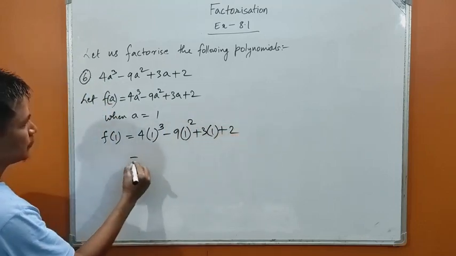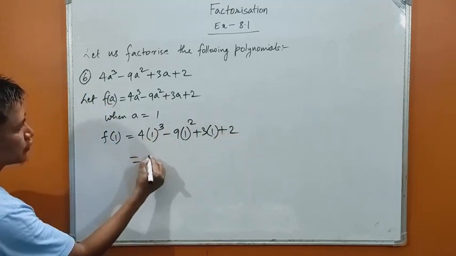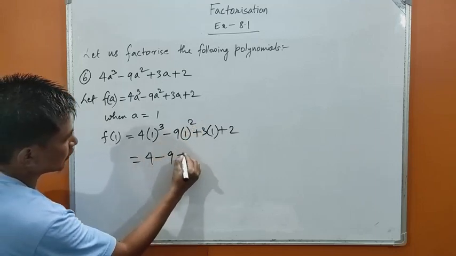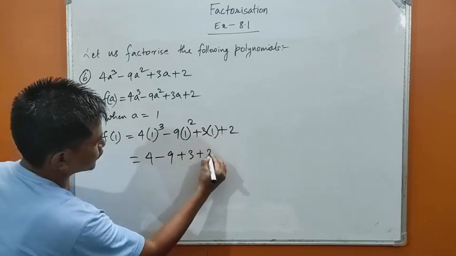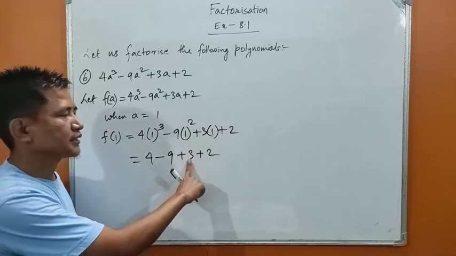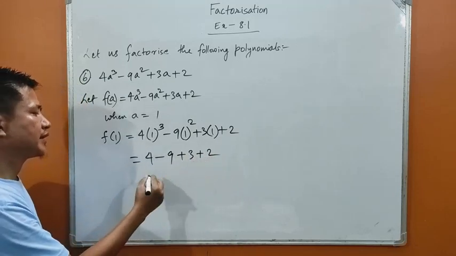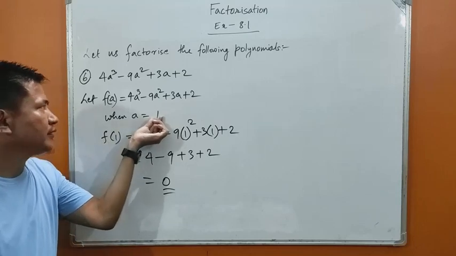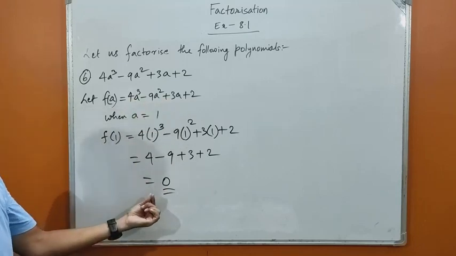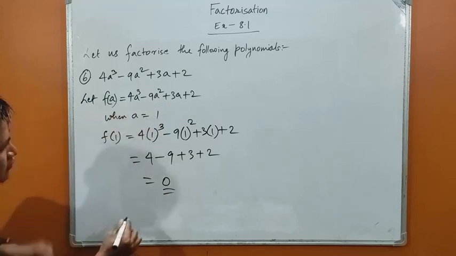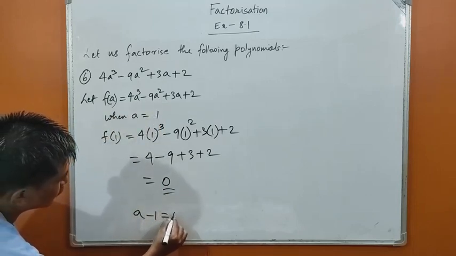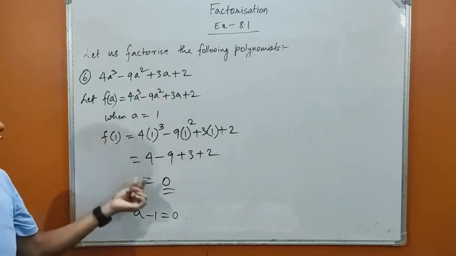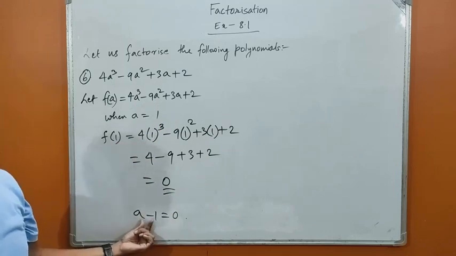4a cube means 4 into 1 cube, minus 9a square means 9 into 1 square, plus 3a means 3 into 1, plus 2. So 1 cube into 4 is 4, minus 1 square into 9 is 9, plus 3 ones are 3 and plus 2, isn't it? So 4 plus 3 is 7, 7 plus 2 is 9, plus 9 and minus 9 becomes 0. So when the value of a is 1, this expression becomes 0.